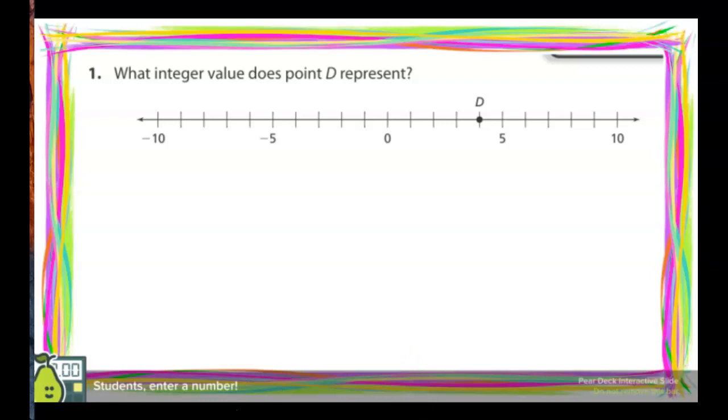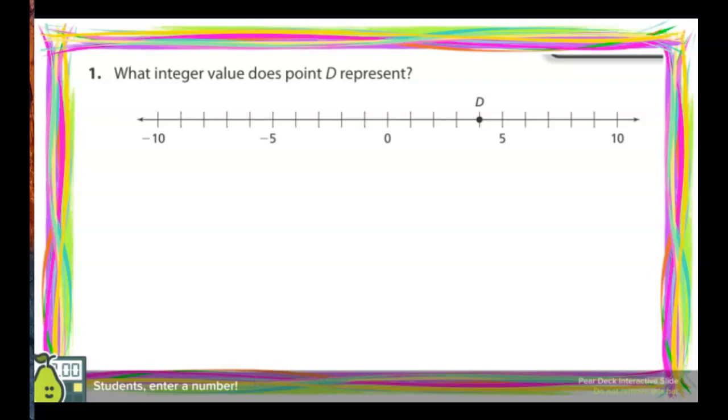Let me read again. What integer value does this point D represent? Before I move forward, can I have Liana tell us the answer? 4. How did you know? Because point D is on the right side, so it has to be a positive number. And point D is right behind 5, so it has to be 4. Okay, we'll take that answer.